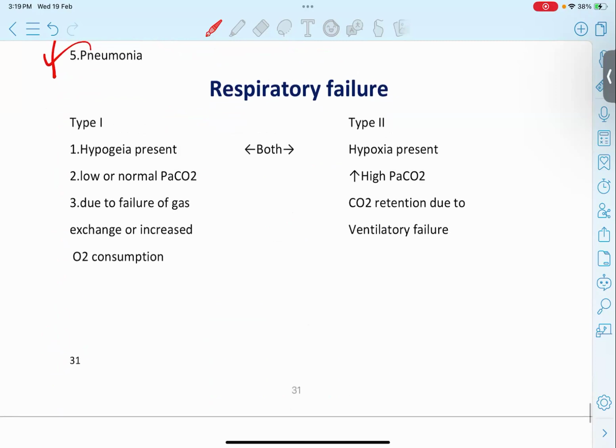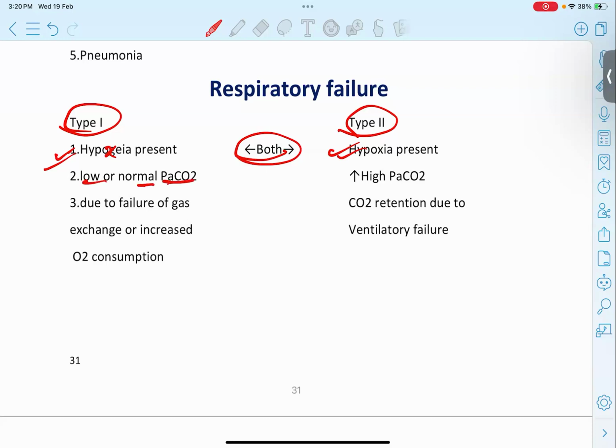Next is respiratory failure. There are two types of respiratory failure, type 1 and type 2. Both of them have one thing in common: both will present with hypoxia. But in type 1, the carbon dioxide is low or normal. But in type 2, there is retention. Type 2 means CO2 retention.